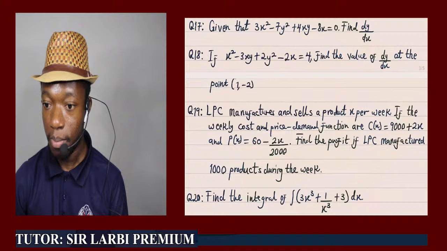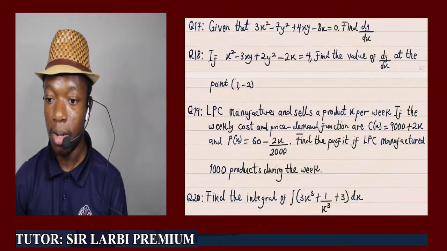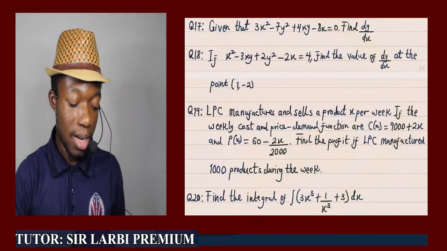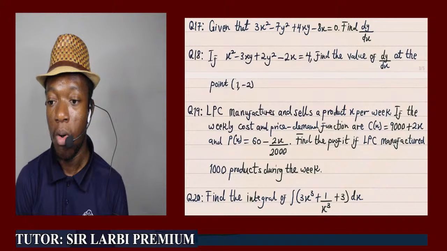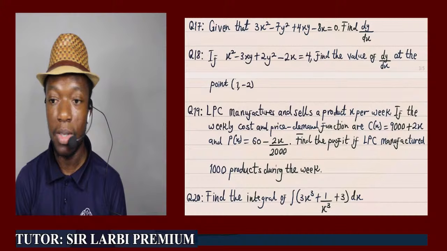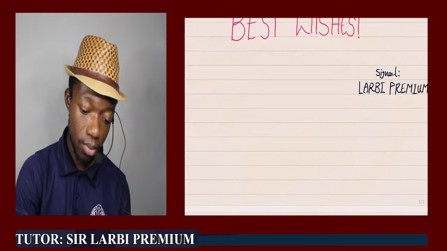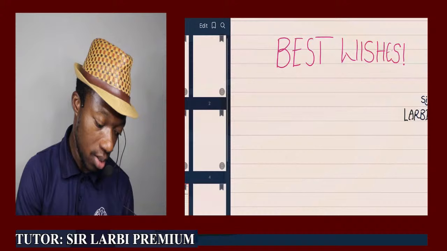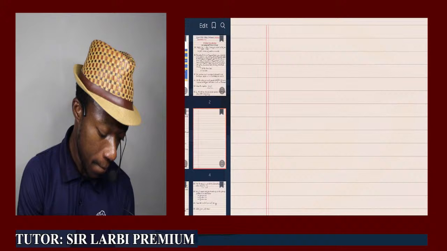Then we have here question number 18. I want to bring my board. Question number 18 is actually an implicit function. We asked: if x squared minus 3xy plus 2y squared minus 2x is equal to 4, find the value of dy over dx. So how do we go by this? Let me create some space and some additional working page for this.